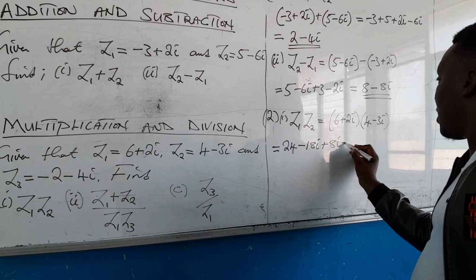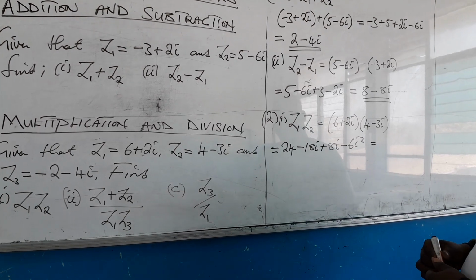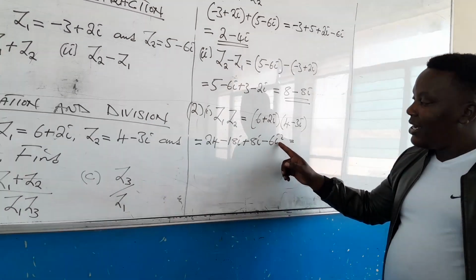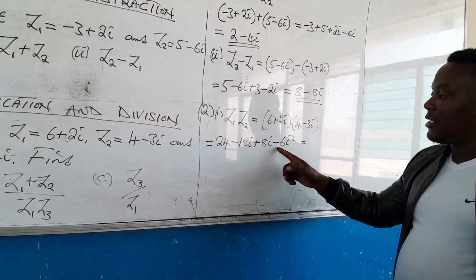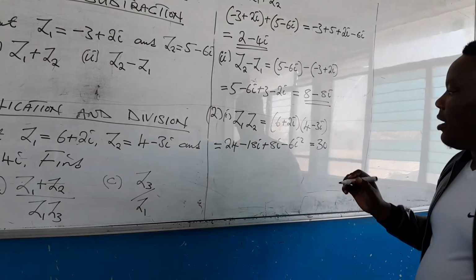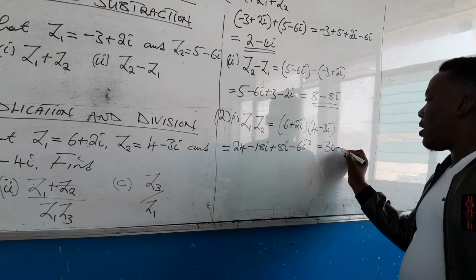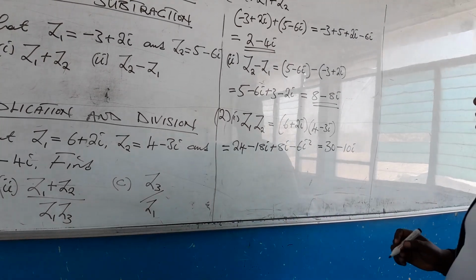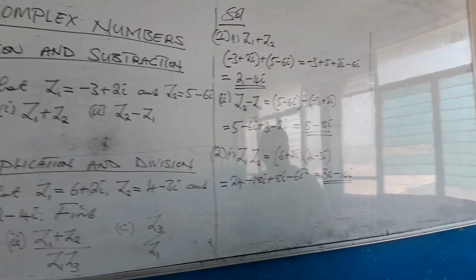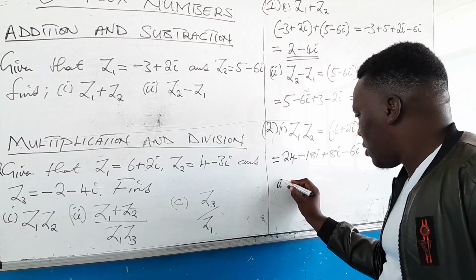This and that is going to give us negative 6i squared. Now, we know that i squared is equal to negative 1. So if we put a negative 1 here and multiply by negative 6, this is going to be positive 6. So 24 plus 6 is going to give us 30. Now we have negative 18i plus 8i, which is going to give us negative 10i. This can end here like that. Okay, so we go to the second one. Let's check the second one.